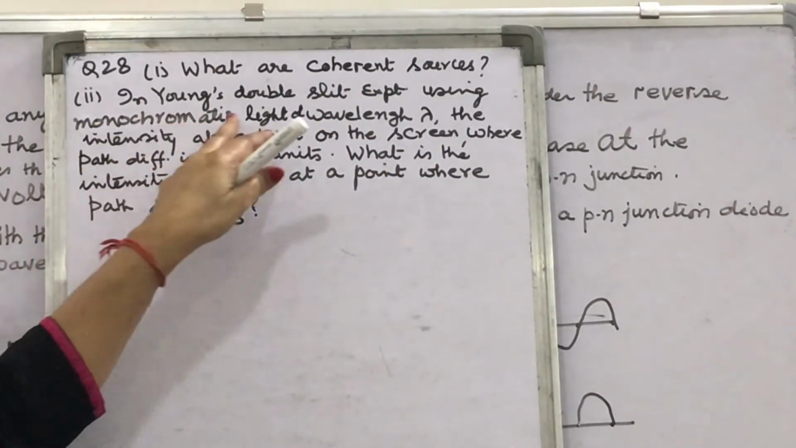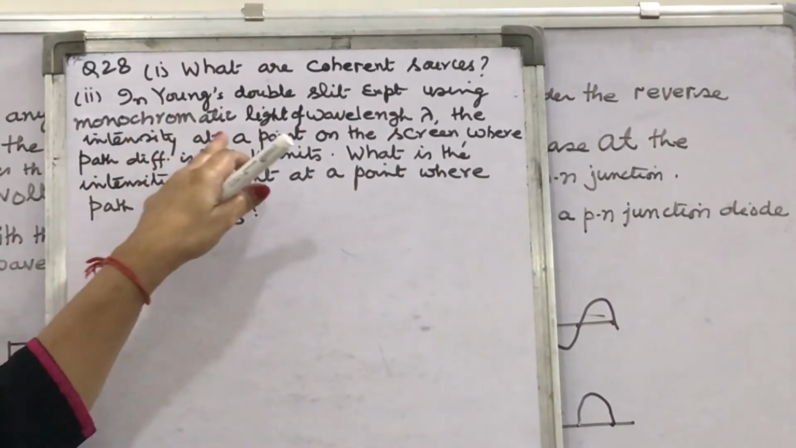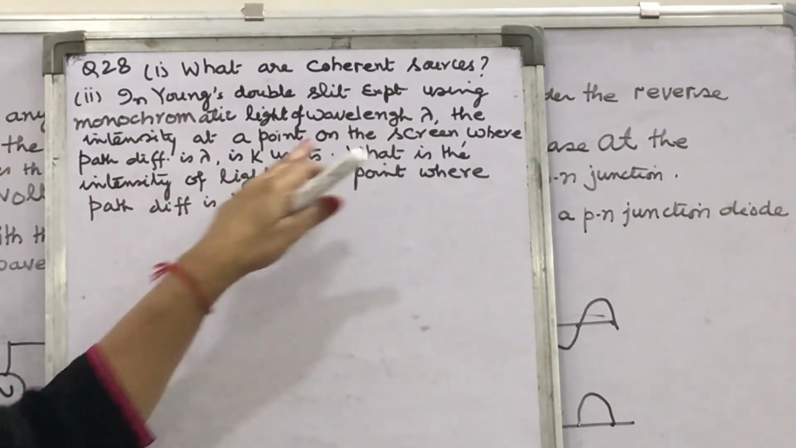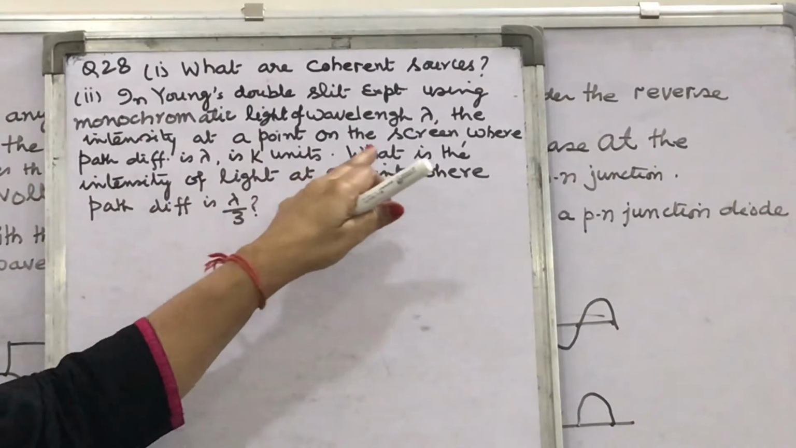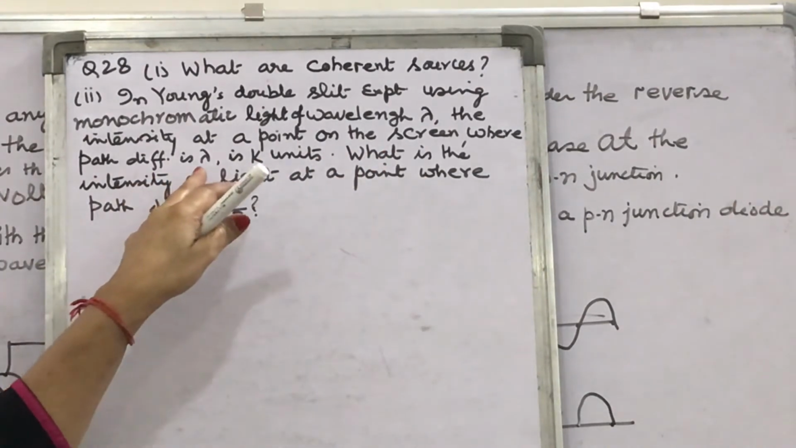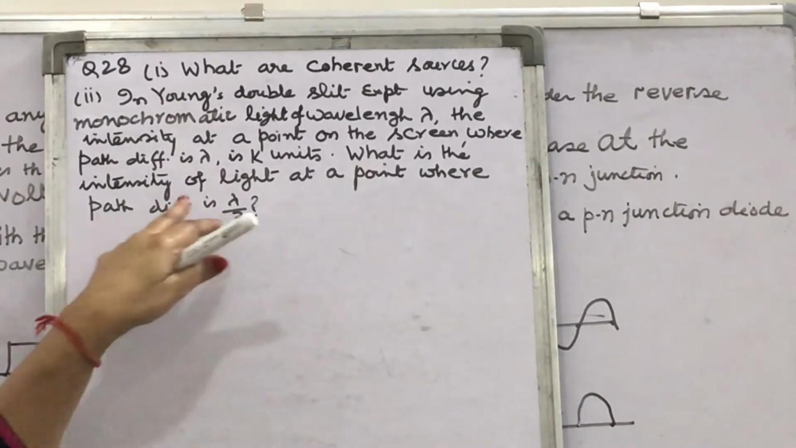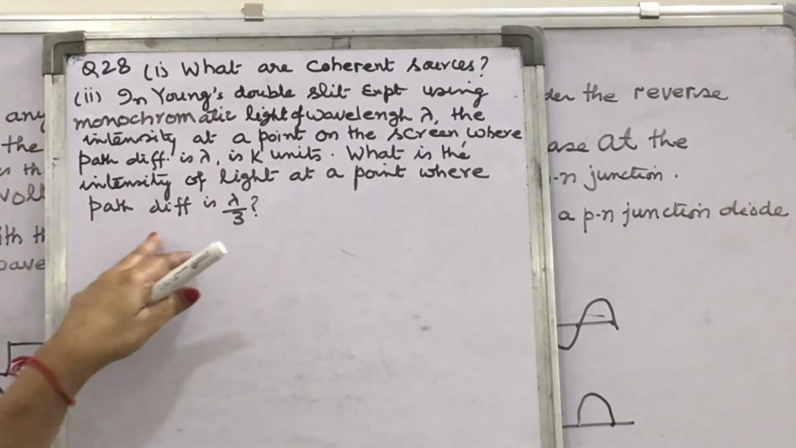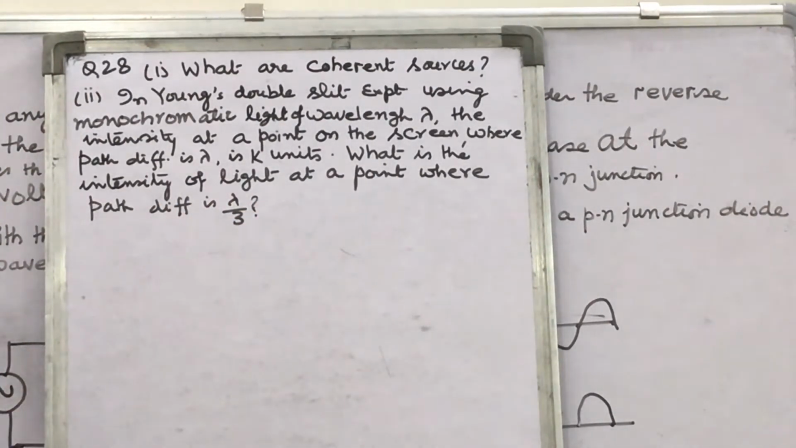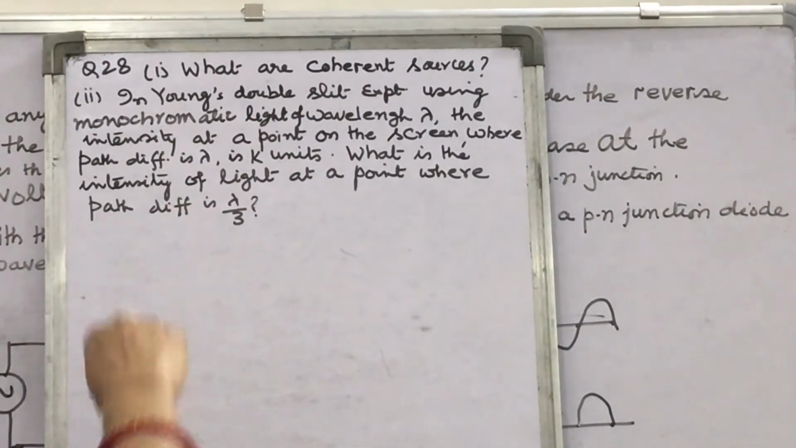Second part, in Young's double slit experiment using monochromatic light of wavelength lambda, the intensity at a point on the screen where path difference is lambda is k units. What is the intensity of light at a point where path difference is lambda by 3? Now the first part, what are coherent sources?